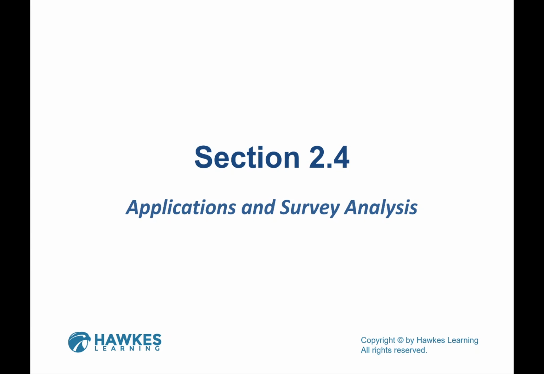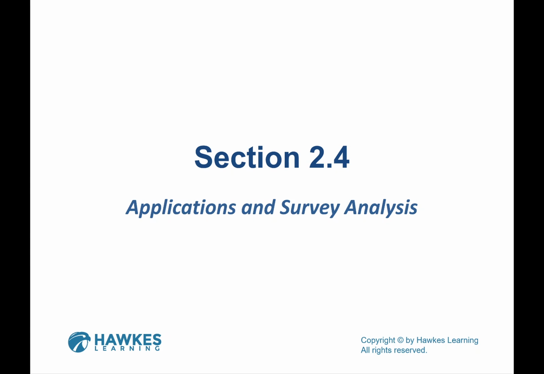All right, so 2.4 sounds really fancy. It says applications and survey analysis. All we're doing is more Venn diagrams, and then we're using Venn diagrams to help us answer some questions. So really the difference in this section is sometimes we're going to have 3 circles instead of 2. So it just steps up a little bit.